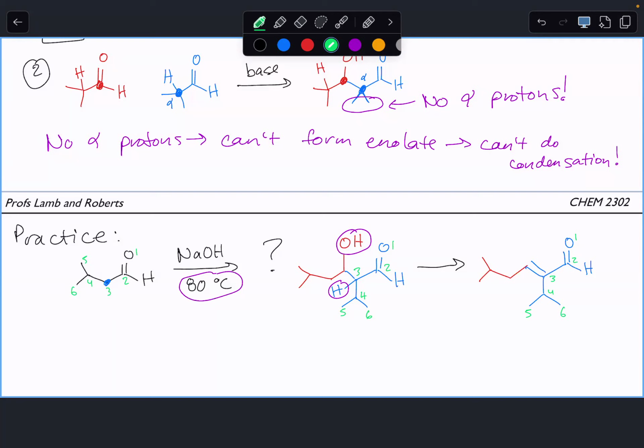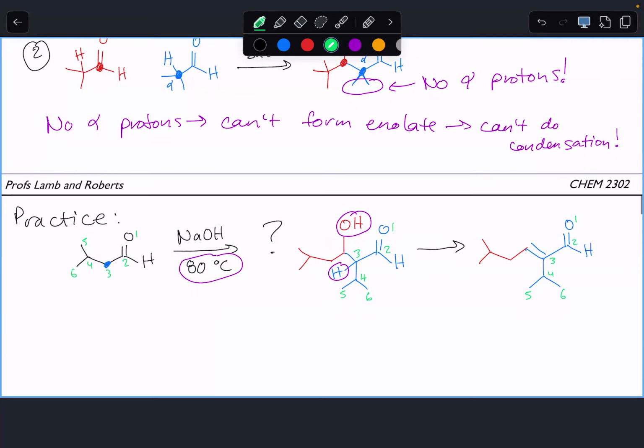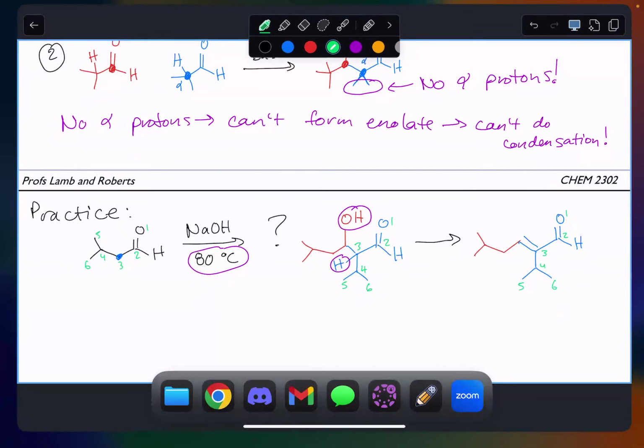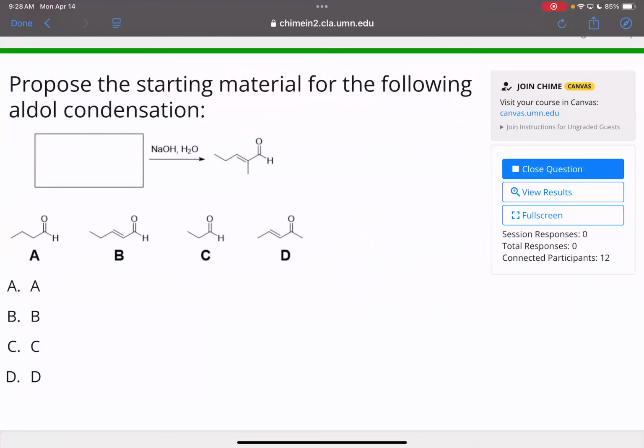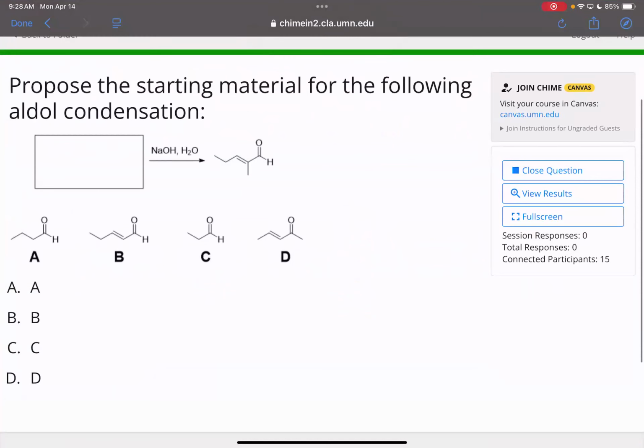All right, let's do a chime-in question to see if we can go backwards, because that's a little bit harder. So here, propose the starting material for the following aldol condensation. So I'm giving you the condensation product and the reagents. I want you to tell me what the starting material is. So it's always a little bit more challenging to go backwards, I think.